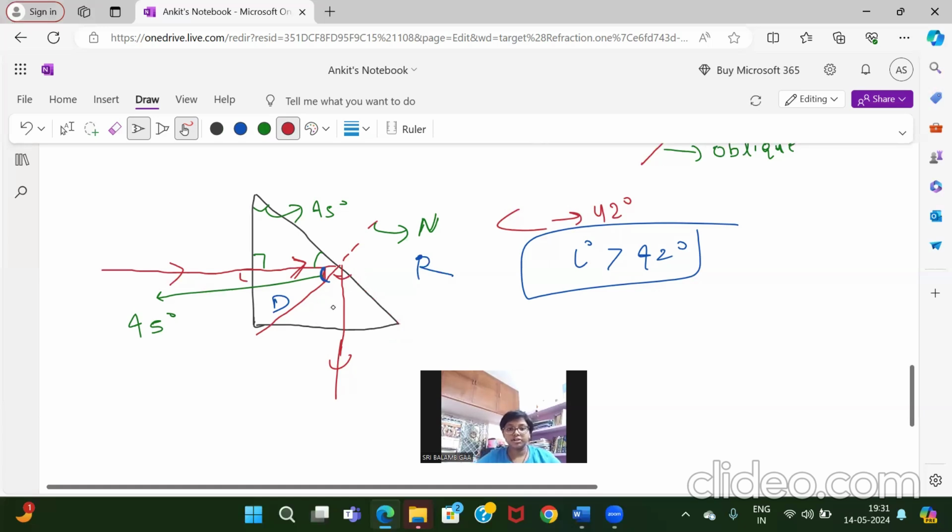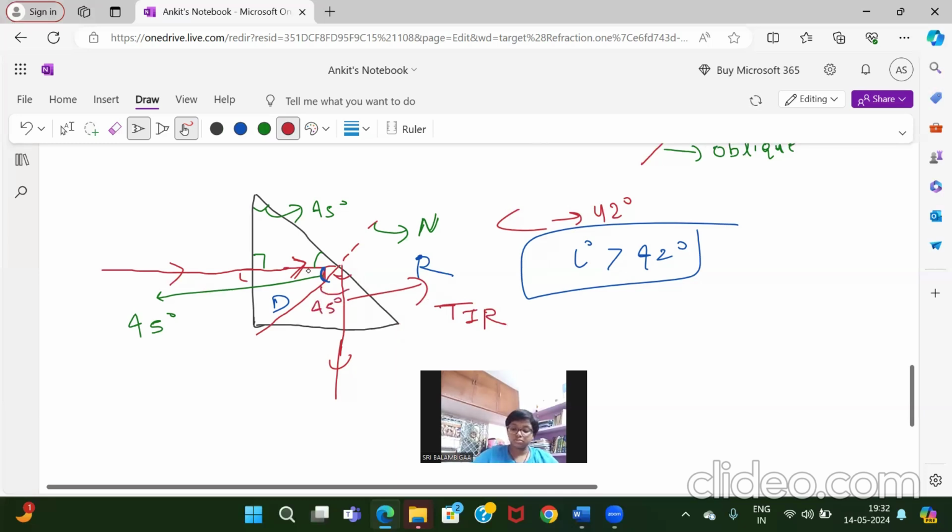Yes, sir. Now I understood, sir. Understood? Yes, sir. See the angle of incidence. If it is more than the critical angle, then this is TIR, total internal reflection. In total reflection, the angle of incidence is equal to the angle of reflection. Now this is 45. Clear?